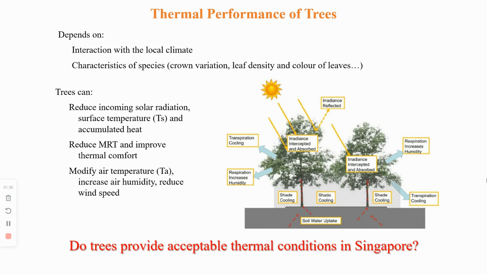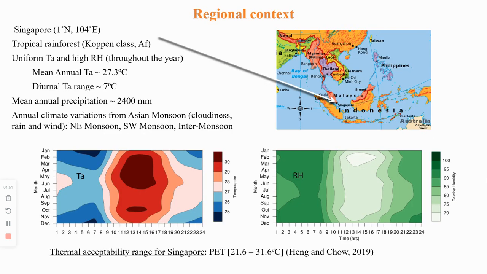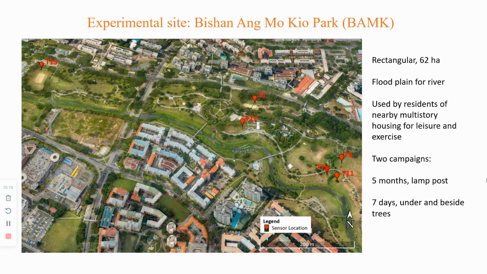So in Singapore and elsewhere, the question is, do trees provide acceptable thermal comfort conditions? This study was prompted by efforts to provide information about tree species selection for the relevant authorities. Singapore is tropical, with not much annual variation in temperature. The data shows lots of rain, 2.4 meters over the year, and a monsoon season. Temperatures are highest in between the monsoons, and relative humidity is very high, particularly at night.